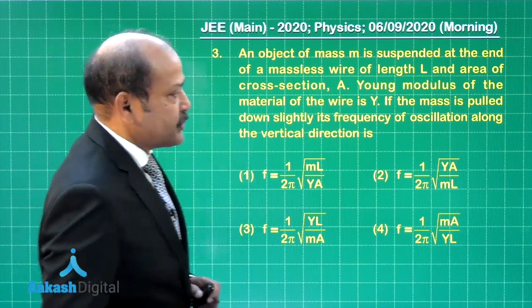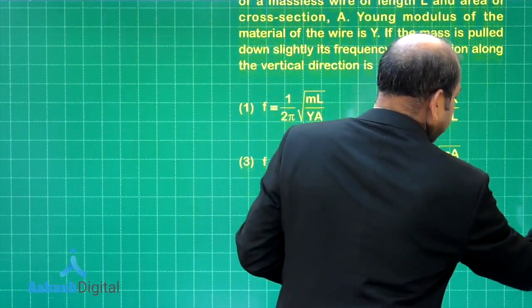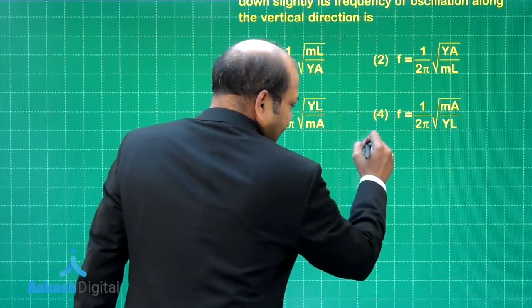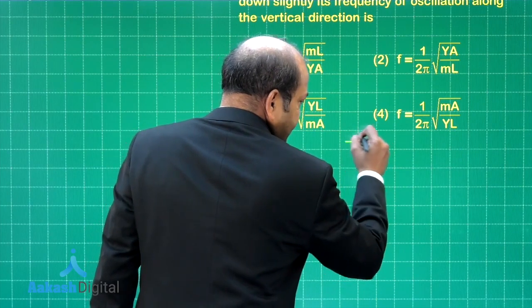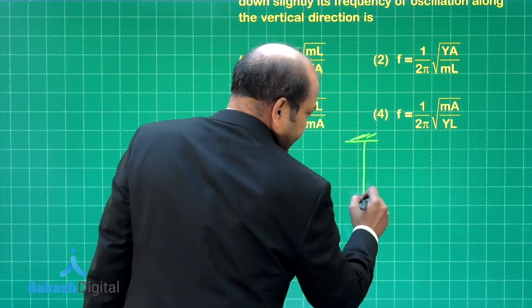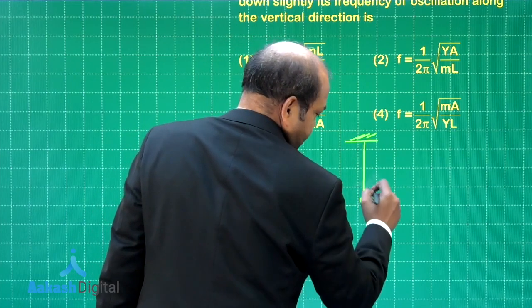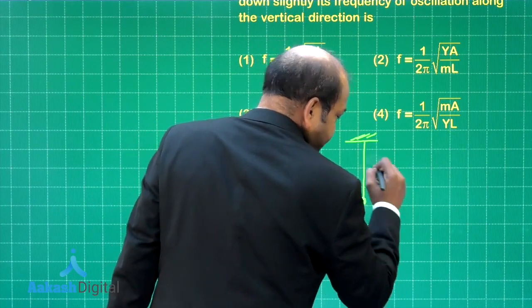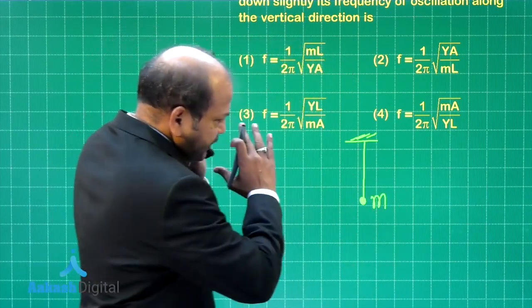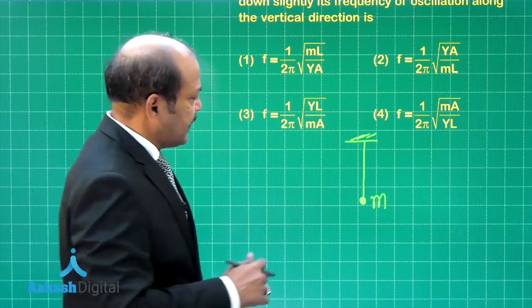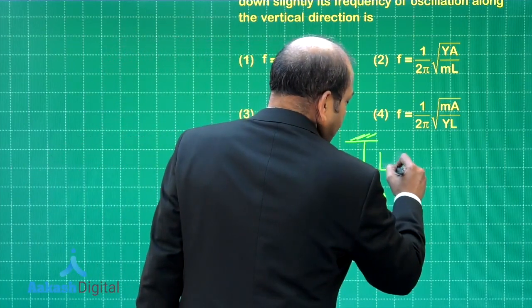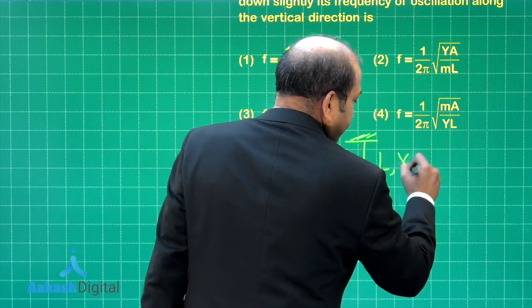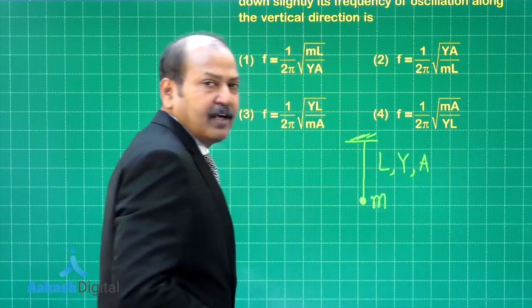Let us depict the situation with the help of a small diagram. The wire is suspended like this. Let us say it is suspended from the ceiling, and there is this object or particle of mass m suspended here. The mass of the wire is to be neglected. The length is L, the Young's modulus is y, and the area of cross section is A.